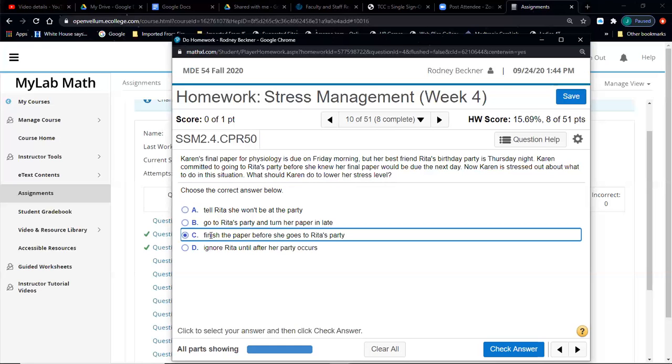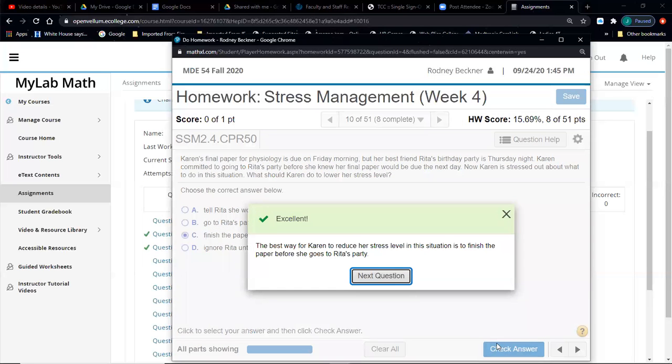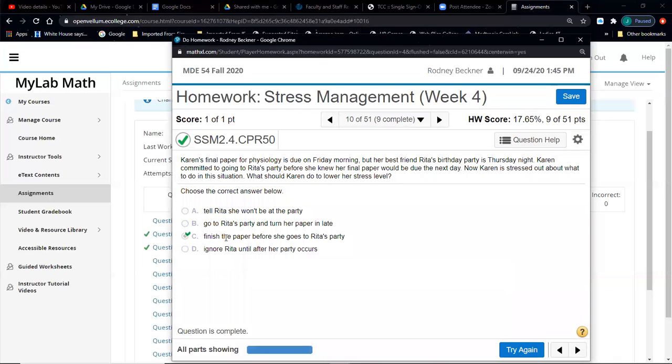But if there's a possibility of finishing the paper before going to the party, that would be the thing I would want to do so that I can handle all of my social and educational obligations. And it turns out that that was the best answer. But again, this is going to depend on where that person is with the paper.